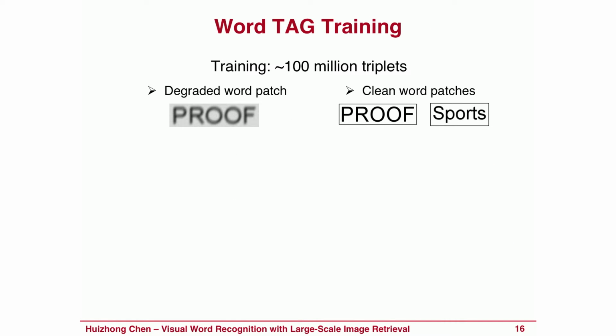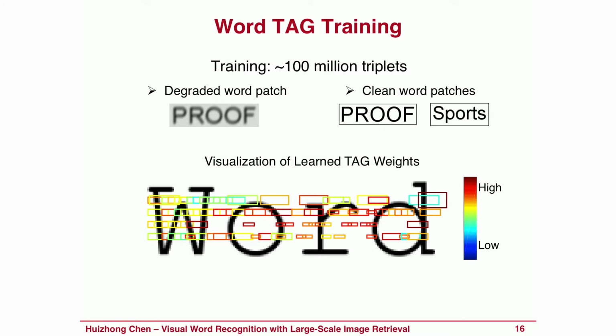We use 100 million training triplets to train our word TAG descriptor. Each triplet is constructed using a synthetically degraded word patch, as well as its matching and non-matching clean word patches. We visualize the learned spatial bins by superimposing the non-zero weighted bins over a word patch. The weights of the spatial bins are color-coded, such that higher weights are shown in reddish color, while lower weights are shown in bluish color. It can be seen that all the learned spatial bins are concentrated in the middle portion of the word patch, indicating that the middle portion is more important in word recognition.